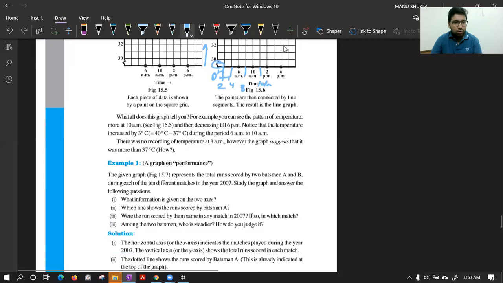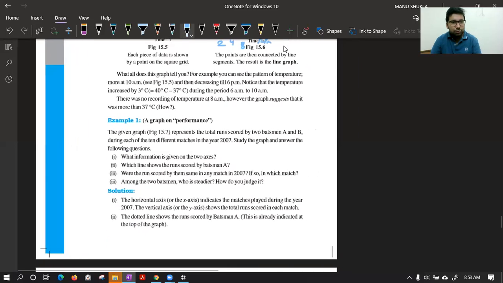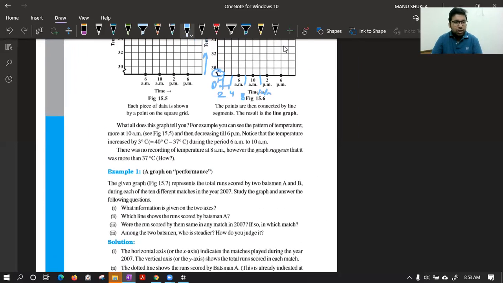Okay, now let's come to the question. Example number 1. What it is saying, the given graph 15.7 represents the total runs scored by 2 batsmen A and B. So there are 2 batsmen A and B. The graph is showing us the total runs scored by them during each of the 10 different matches in the year 2007. So in the year 2007 they had some matches and the graph is showing us the runs they have made. Study the graph and answer the following questions.